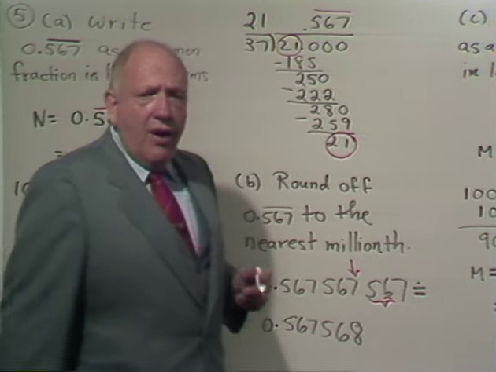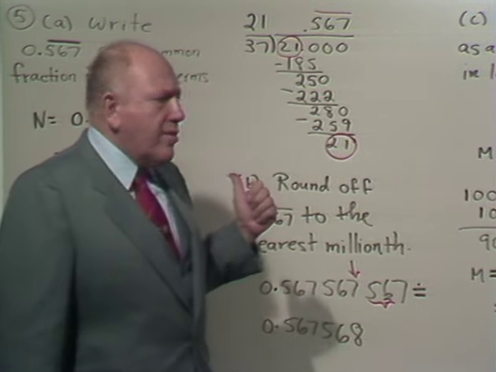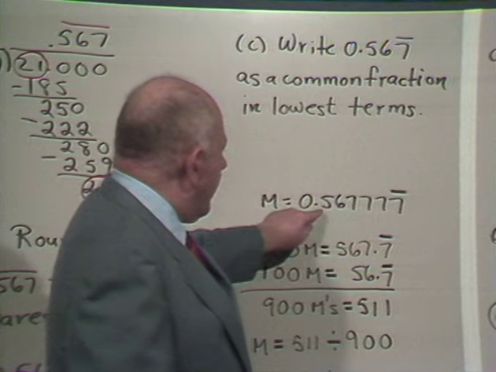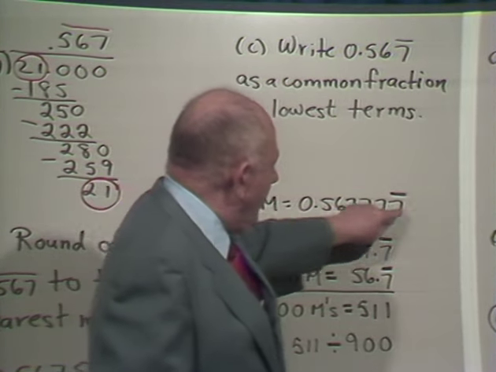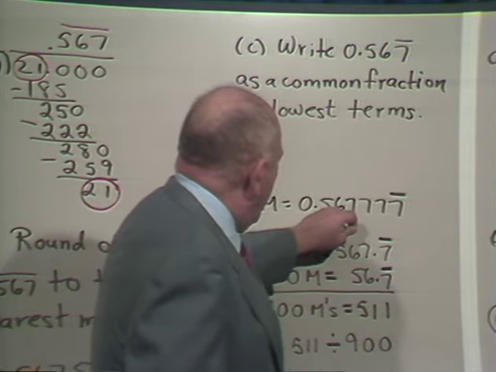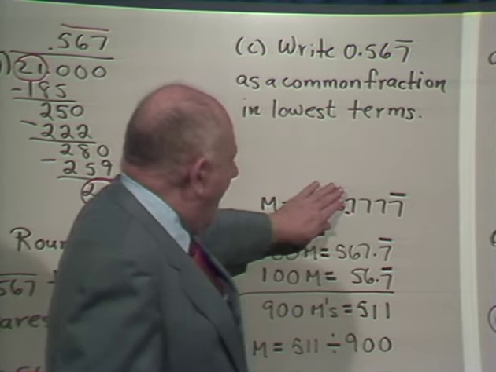Okay, now part C tries to warn us about the same thing I warned you about in the lecture and just a few minutes ago over here. Now I say write 0.567, but now the bar is only over the 7, as a common fraction in lowest terms. If I call this number m, the only part of the decimal that's repeating is the 7. It starts with 0.56, and the 7s go on endlessly. So the first place I can put the decimal point to capitalize on the repeating part, I have to get the 5 and the 6 out of here.